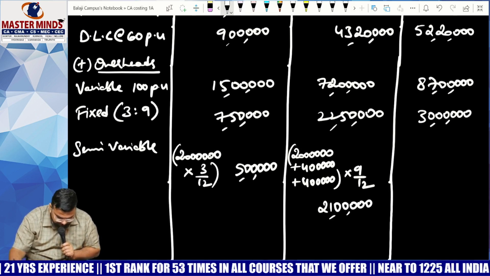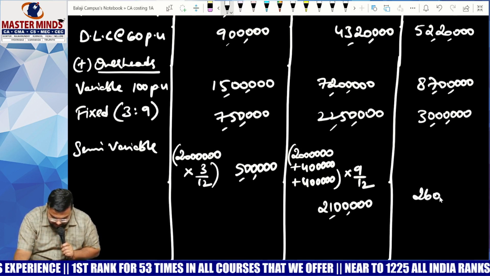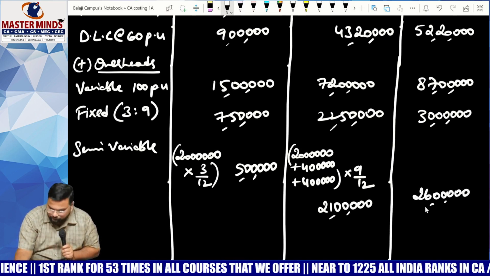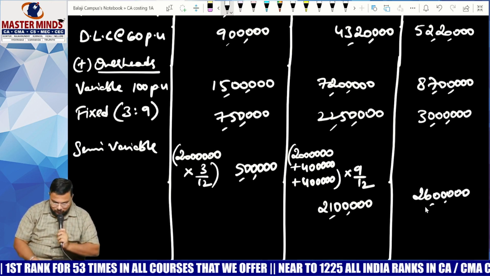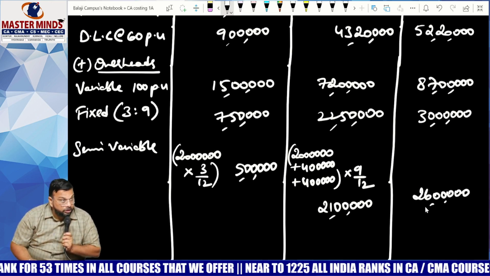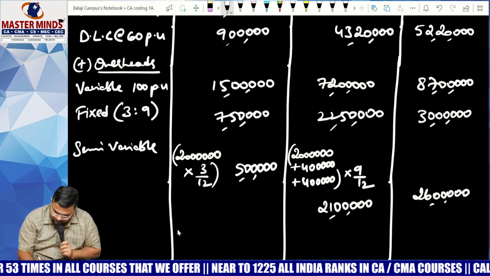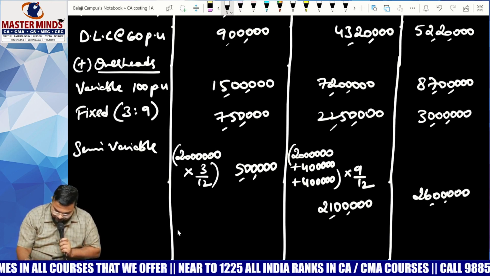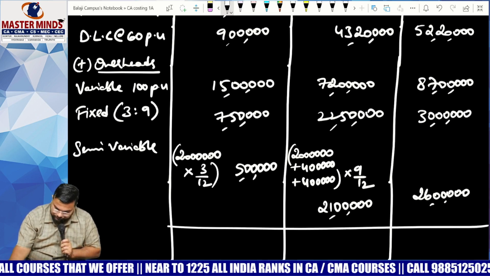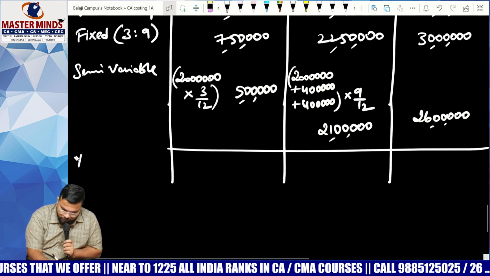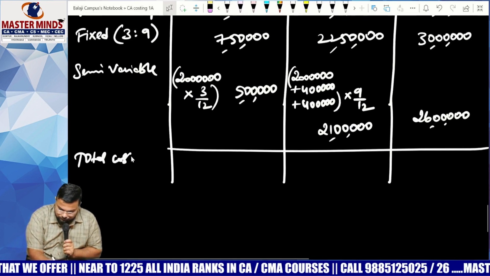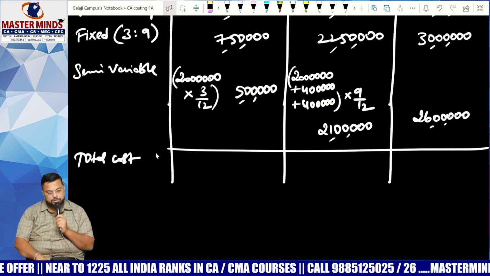Understood? So 26 lakhs. I think we have taken all the cost into consideration, right? Okay. Total cost. Total cost.